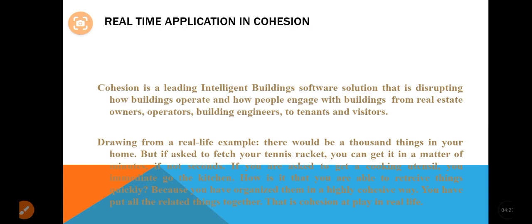Real-time applications of cohesion. Cohesion is a leading intelligent building software solution that is disrupting how buildings operate and how people engage with the buildings, from real estate owners, operators, building engineers to tenant and visitor. So here our single task is building and separate components are real estate owner, operator.